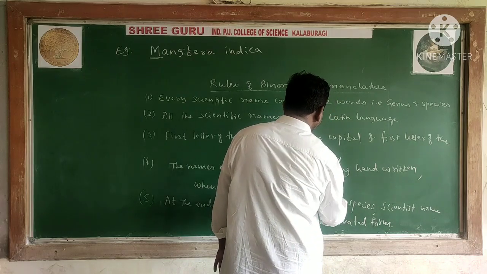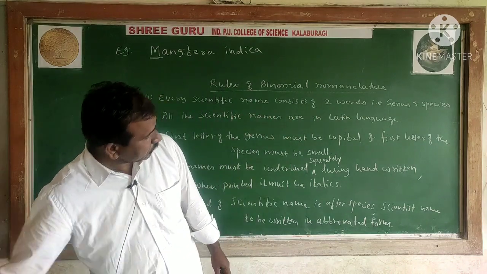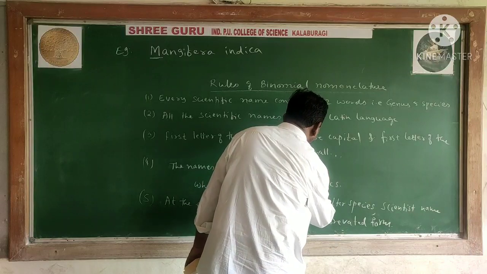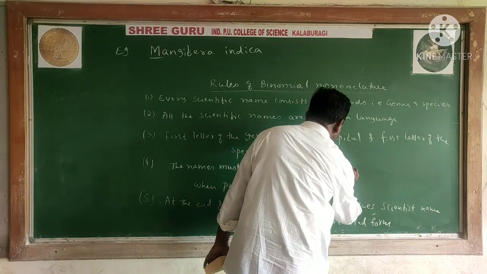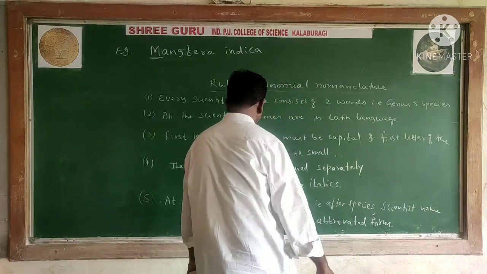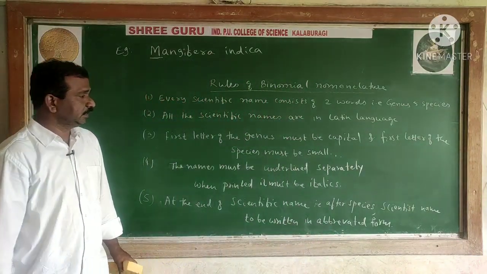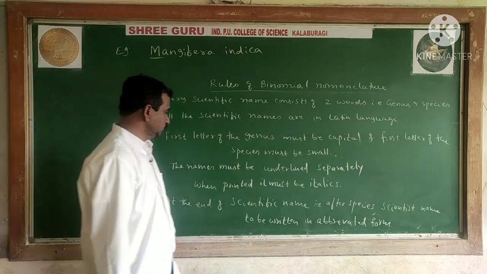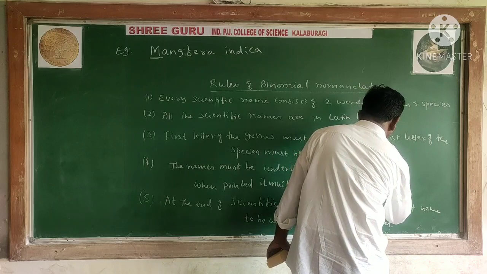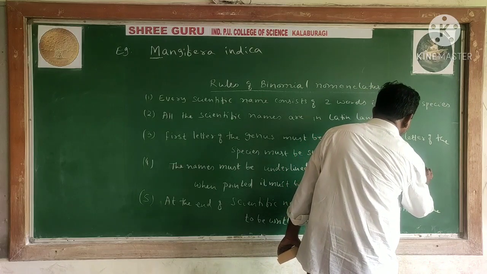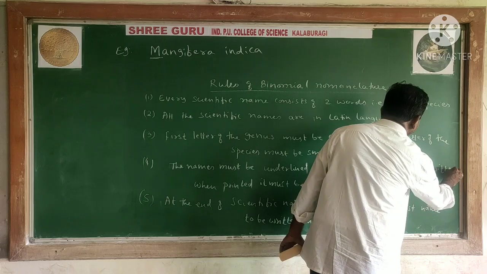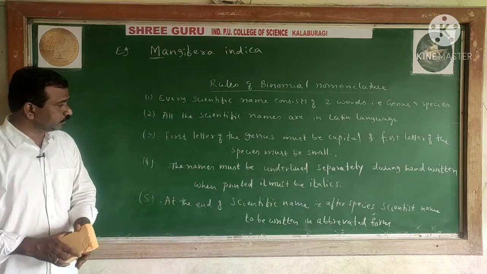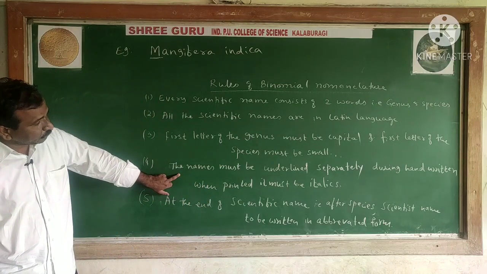Now we'll change here. The names must be underlined separately. During handwritten. Barkondare alaste separately and brevuk. That is the only thing we have to observe here. During handwritten. Mundin continue. Names must be underlined separately during handwritten.